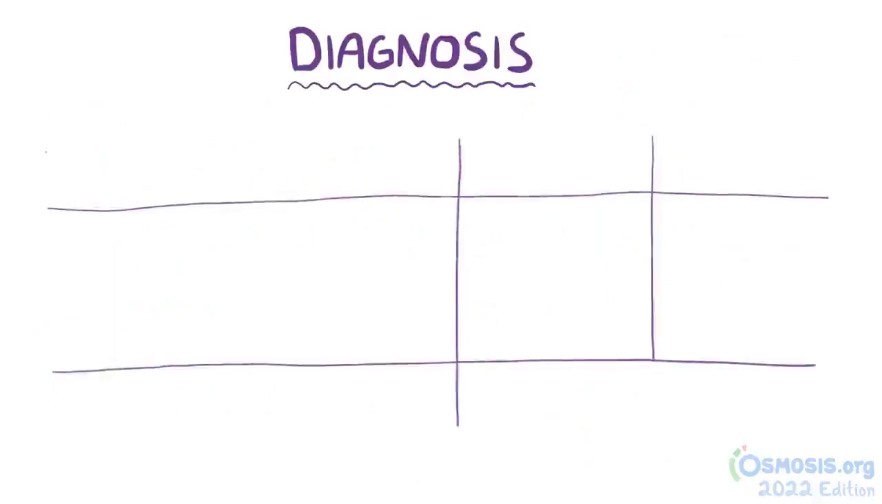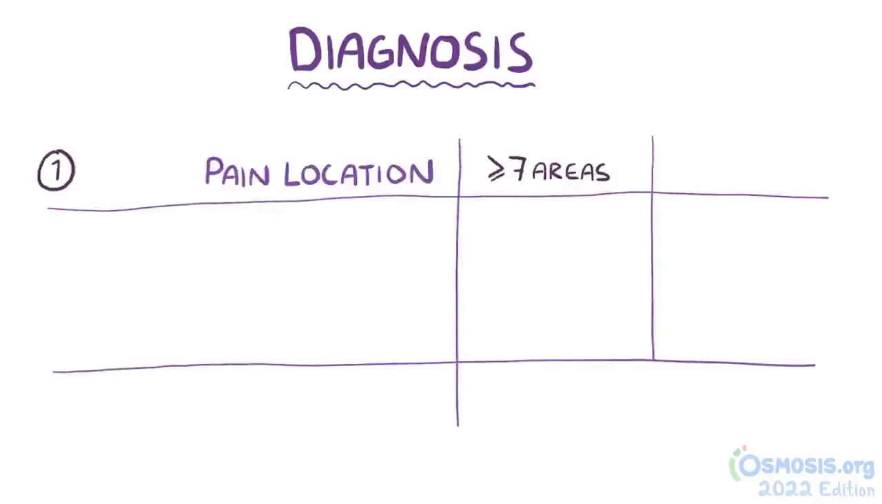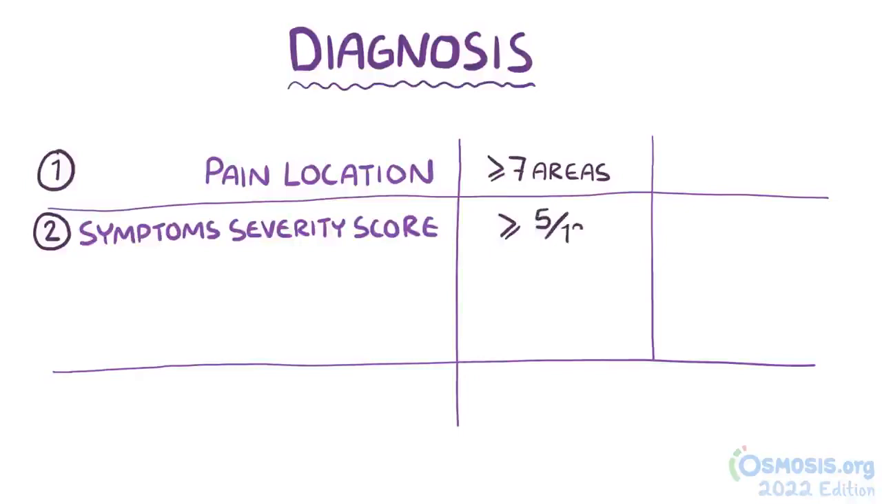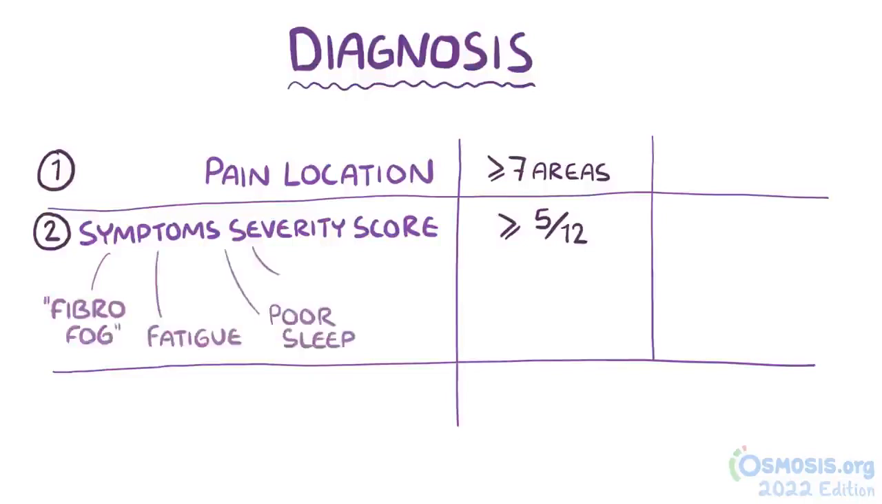Diagnosis of fibromyalgia is generally based on a few factors. First, there's pain in at least 7 or more areas of the body, with a symptom severity scale score of at least 5 points out of a possible 12. The symptom severity scale gives points for a wide range of symptoms, everything from difficulty concentrating and remembering things, sometimes called fibrofog, to fatigue, to poor sleep, waking up unrefreshed, and having a headache.